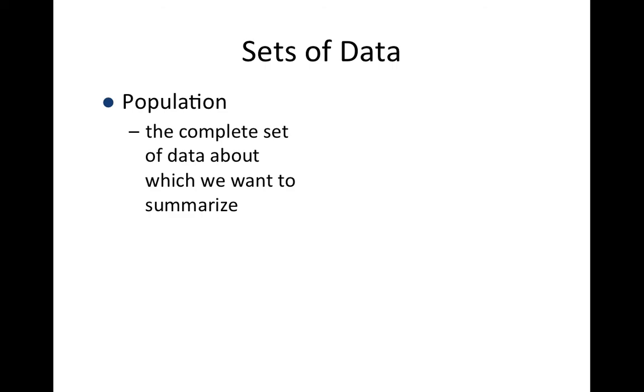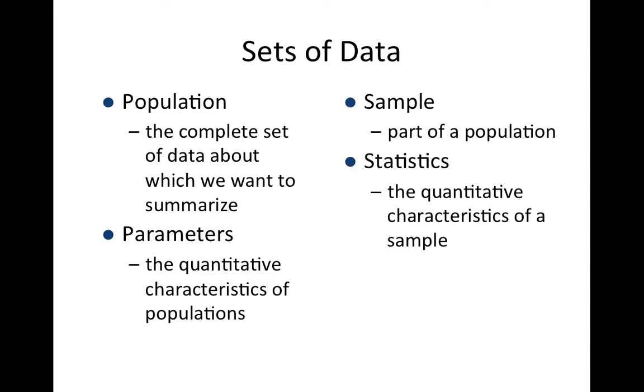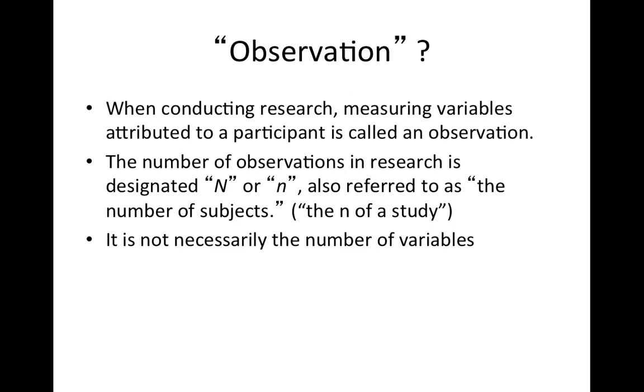So when we talk about sets of data, we're going to be talking about populations, the complete set of data about which we want to summarize. And the quantitative characteristic of a population is called a parameter. We're going to distinguish that from a sample, which is part of a population. And technically speaking, the quantitative characteristics of a sample are called statistics. So we're going to be talking about populations and parameters and samples and statistics. And if you want a little mnemonic, PPSS: population, parameter, sample, statistic.